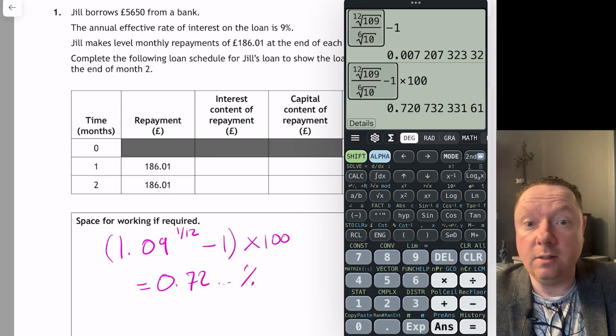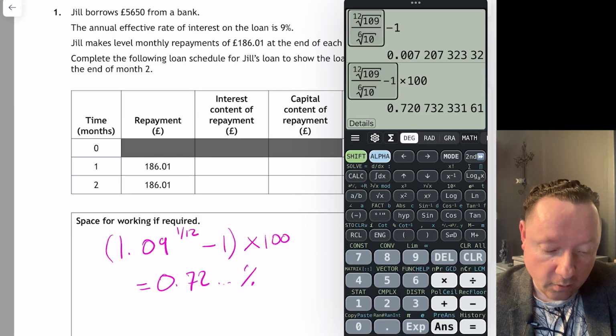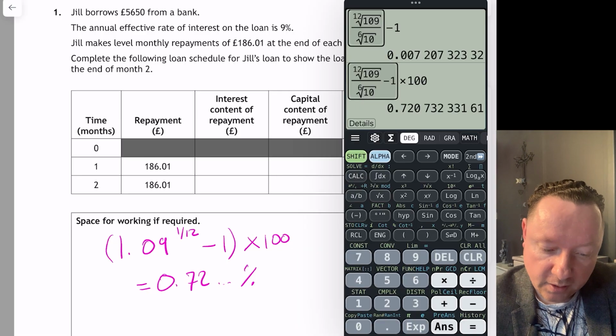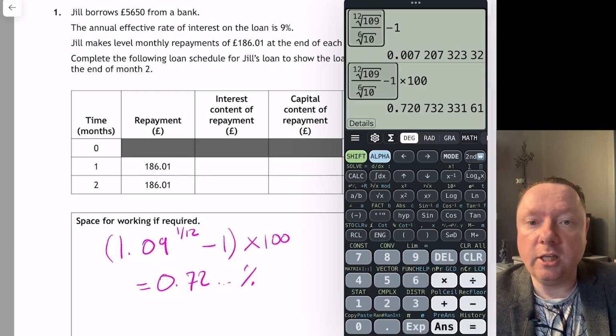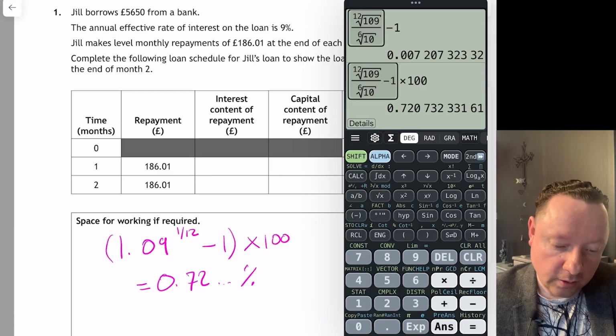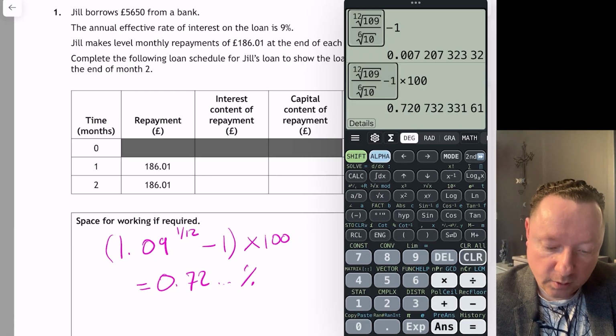Now, when you're doing your table, you can use 0.72%. You would even get away with 0.7% of the full amount. I'm just going to use 0.72 because it's easier to do the sums in a calculator than having to keep this one going the whole time. Just when you check the mark scheme yourself, make sure you look at the different options that are available. So this one will be for 0.72%.